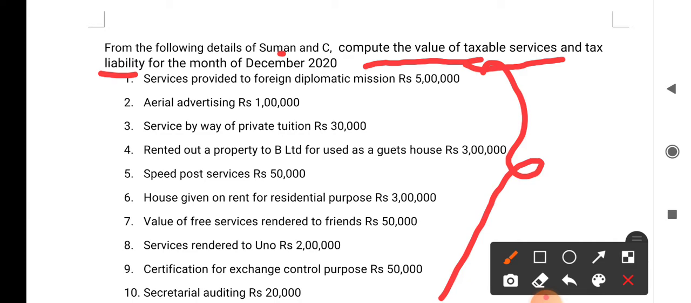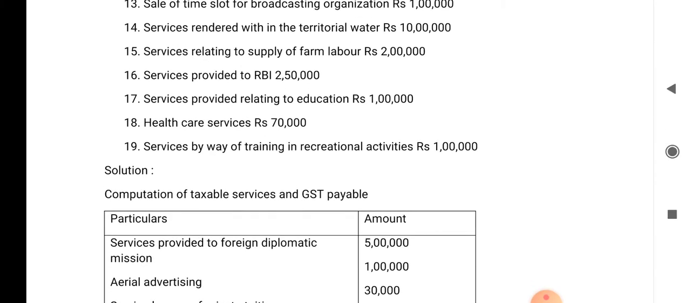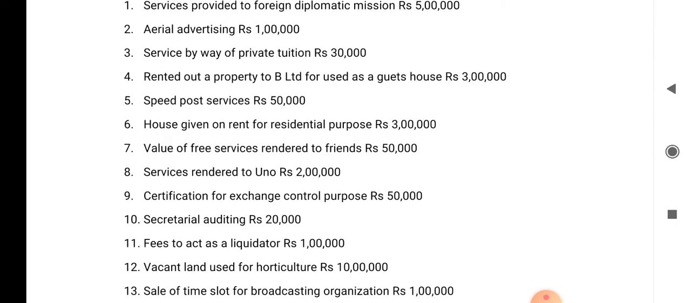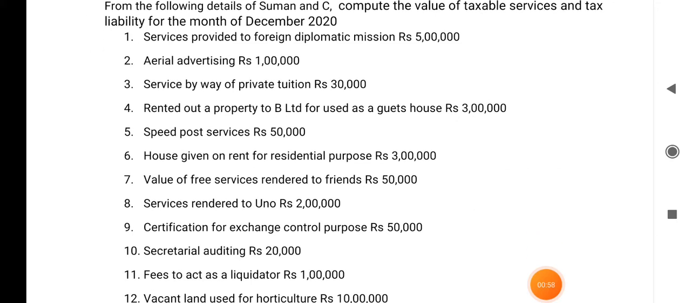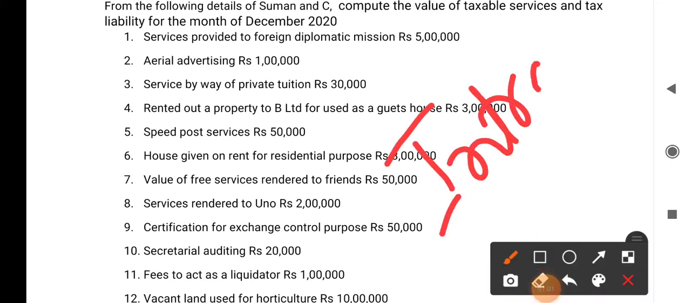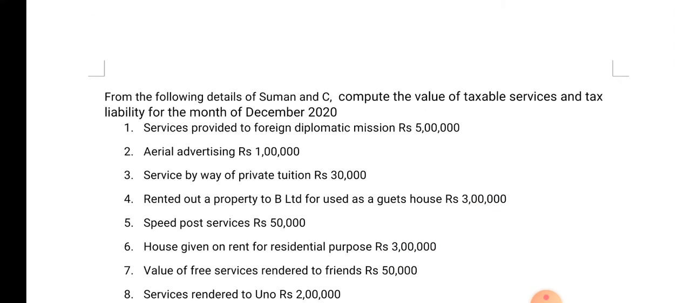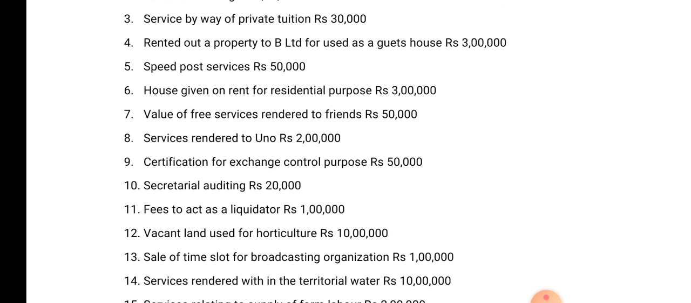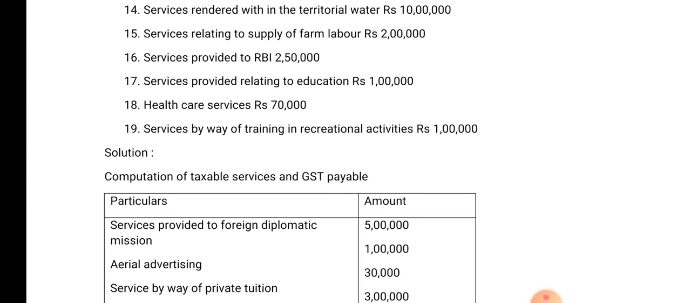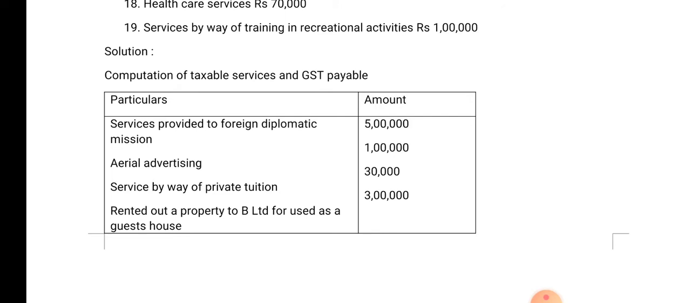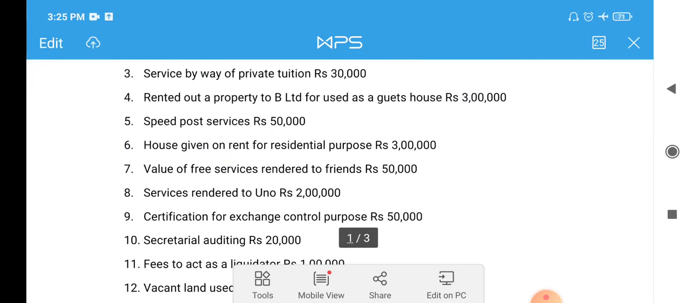If it is taxable, as the rate of GST is not given in the problem, and it is not given whether it is interstate or intrastate, let us assume that it is intrastate. Intrastate means if the rate of GST is not given, we take 9% CGST, 9% SGST, and if that particular supply of service is exempt, let us exempt it. Okay. So, here you can see the point number 1 to 19. I have written the same points in this solution table, computation of taxable services and GST payable. There is some alignment mistakes. Let us go through the question directly instead of this.